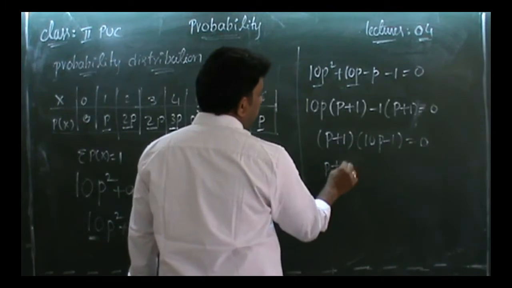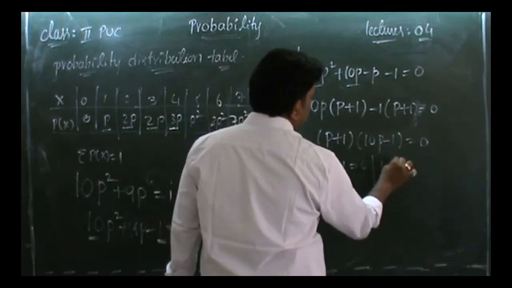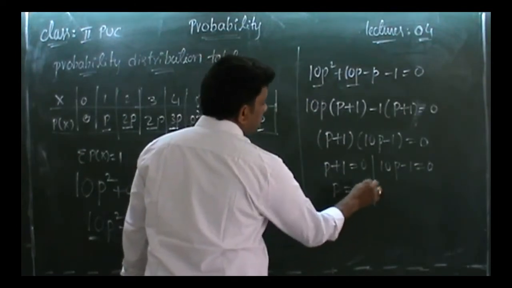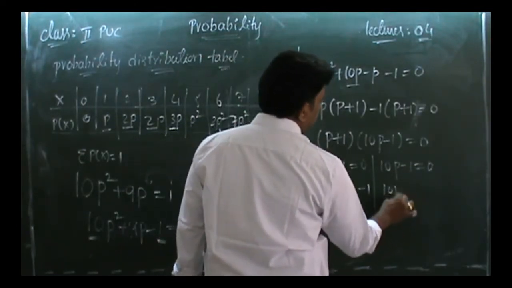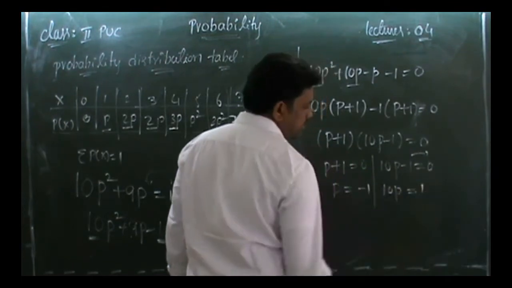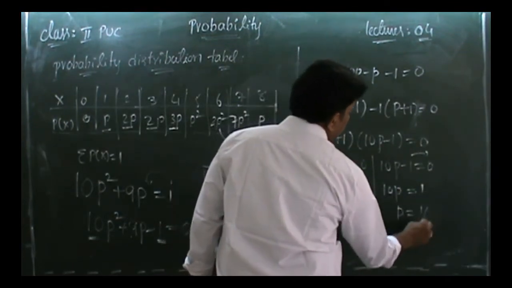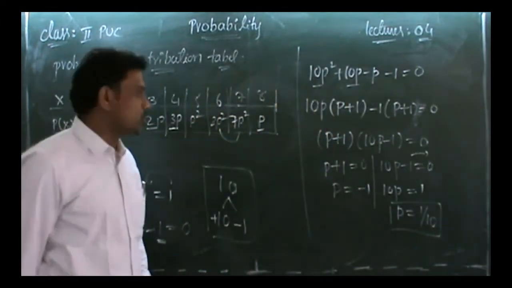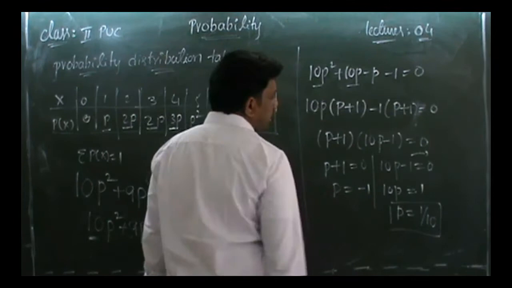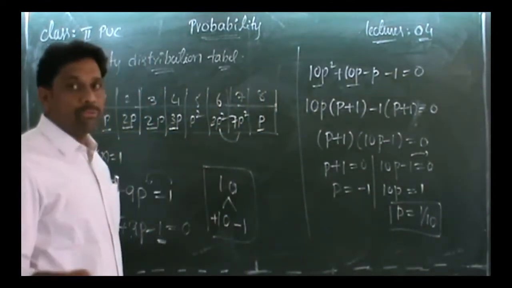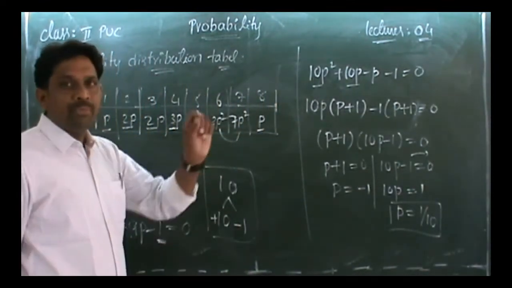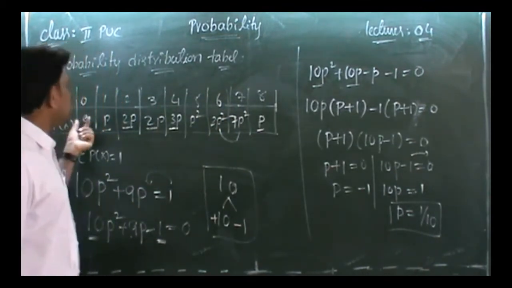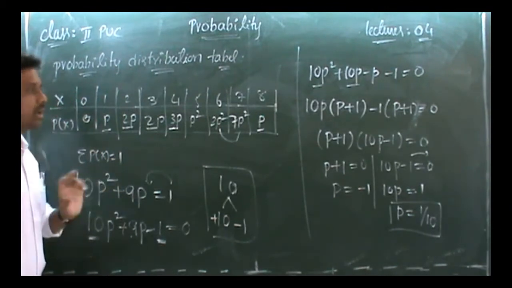Then, my dear children, P plus 1 equal to 0, otherwise 10P minus 1 equal to 0. So what is the P value? P equal to minus 1, or 10P equal to 1, so P equal to 1 by 10. So student, now we got two values of P: one is minus 1, another is 1 by 10. Then which value do we have to take? At the start of this class I already said: all the P of x values need to be positive, not negative.